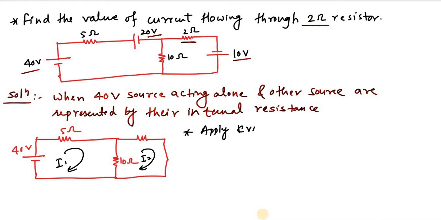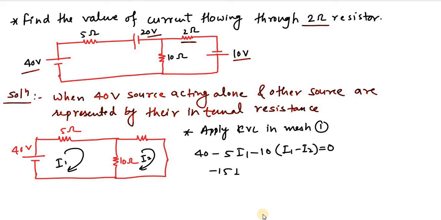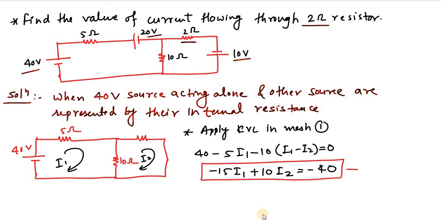Apply KVL in mesh 1. So it will be 40 minus 5I1 minus 10 (I1 minus I2) equal to 0. If you solve it, it will be 15 I1 plus 10 I2 equal to minus 40. So it is our first equation.